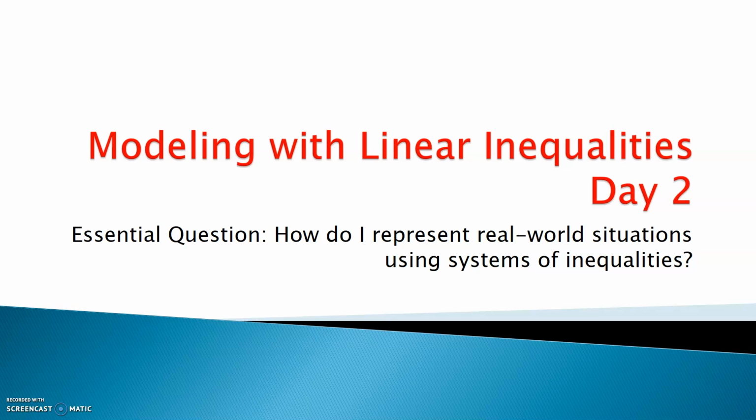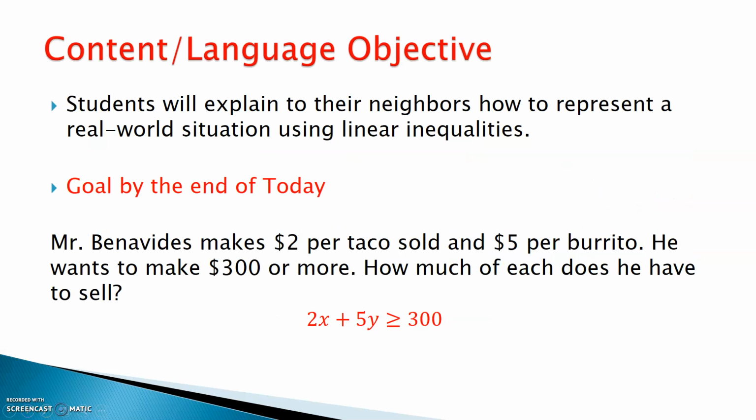So modeling with linear inequalities. All right, so our goal is to take a real world situation. So by the end of today, something like this: Mr. Benavides makes $2 per taco. All right, that's his profit. And we kind of saw this yesterday, right? 2t, or you can say 2x if you don't feel comfortable using t for tacos, and $5 per burrito. That's how much money he's making per burrito. So we said 5y, or you can say 5b. But he says here he wants to make $300 or more. So notice this was greater than or equal to the 300.